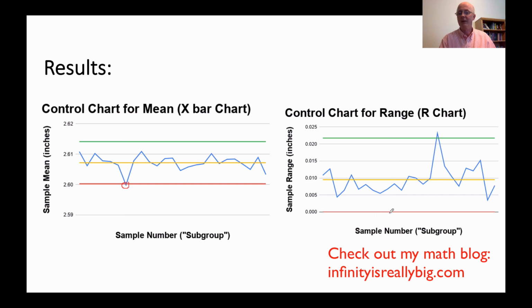Once again, we have a sample number along the bottom. Sample range here. Notice the bottom is at 0. Okay, the LCL from the formula ended up negative in this situation. Once again, we end up having one of these out of control. Now remember, what we're using these for is for future use.